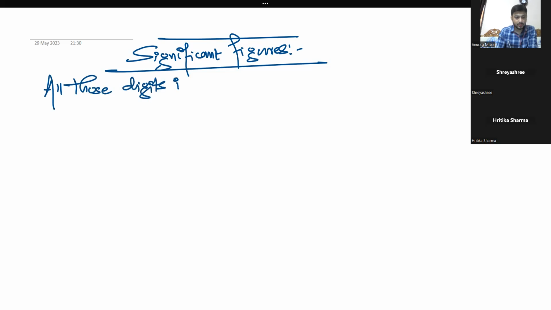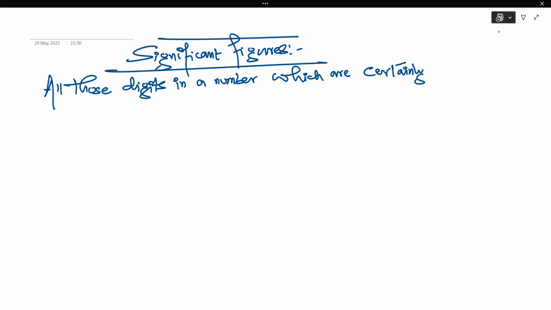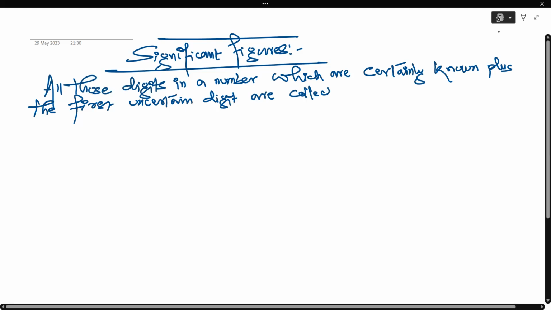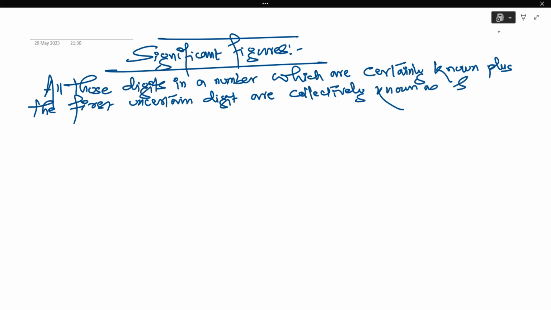So basically we can say that all those digits in the number, which is a measurement data, which are certainly known, purely known you can also say, plus the first uncertain digit, are collectively significant figures.